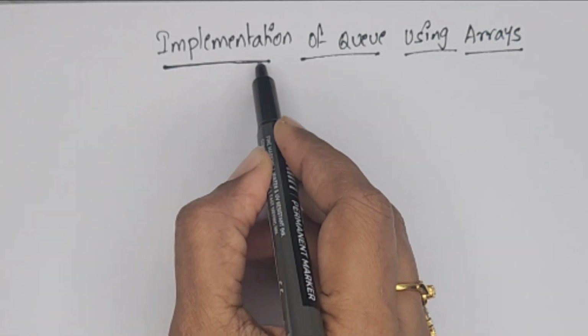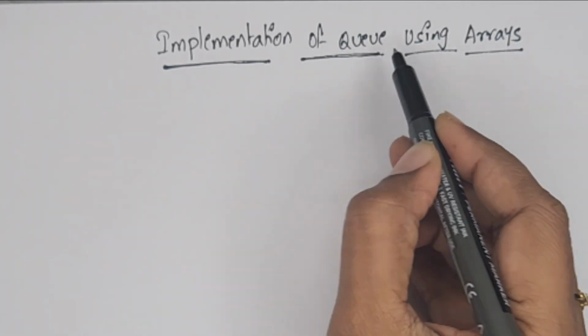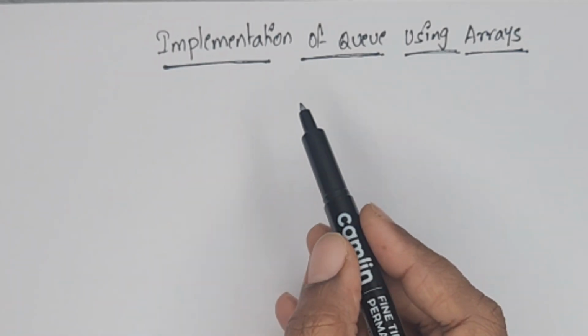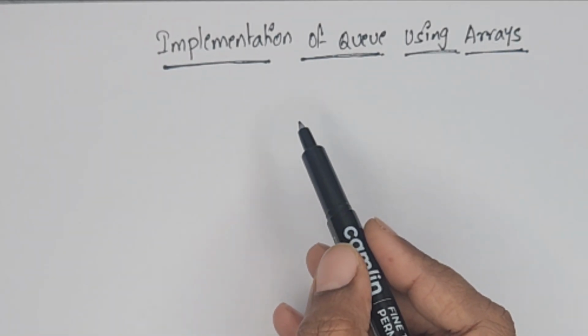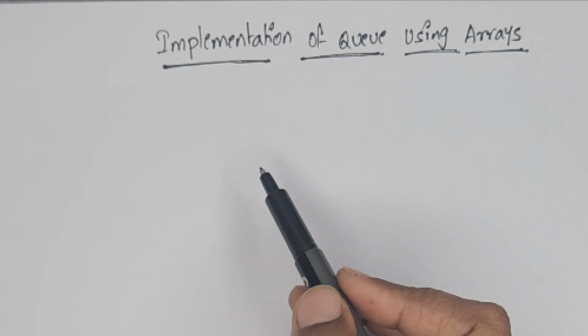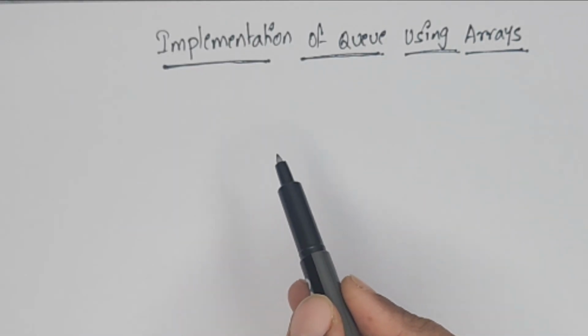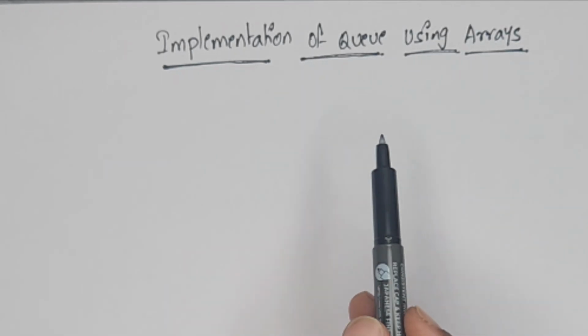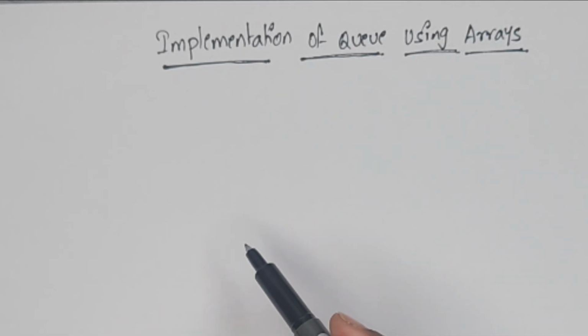Hello everyone. In this video, I am going to explain implementation of queue using arrays. In the previous video, I explained what is queue and the operations we can perform in queue also. Now we'll see how to implement it with the help of arrays. We can implement the queue concept using arrays and linked lists also. In this video I am going to implement it with the help of arrays.